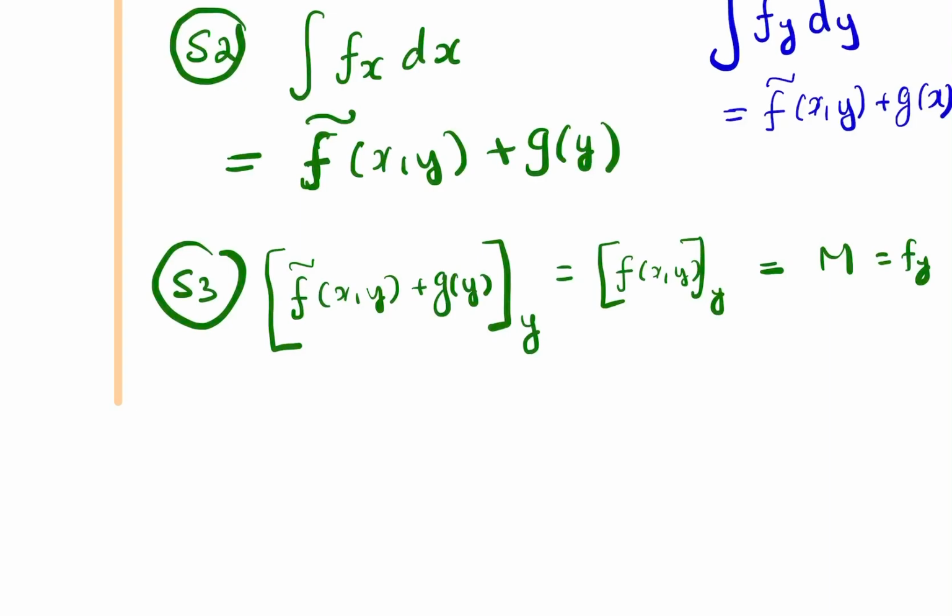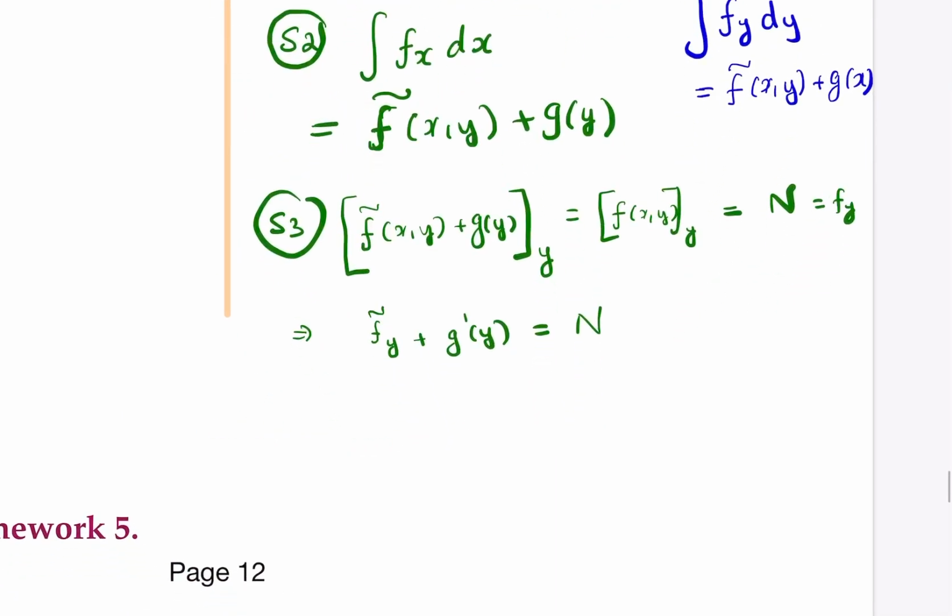If you take a look at the left-hand side, ladies and gentlemen, I'm going to have f tilde, not f, by the way, f tilde with respect to y, plus we find the derivative of this with respect to y. That's going to be g prime of y. So what I have here is g prime of y, and that has to be equal to, it's not m, by the way, it should be n. Now you have an equation to solve for g prime.